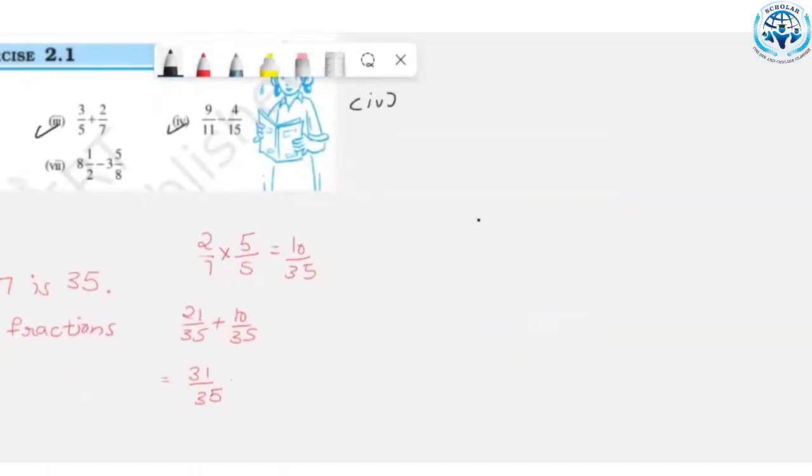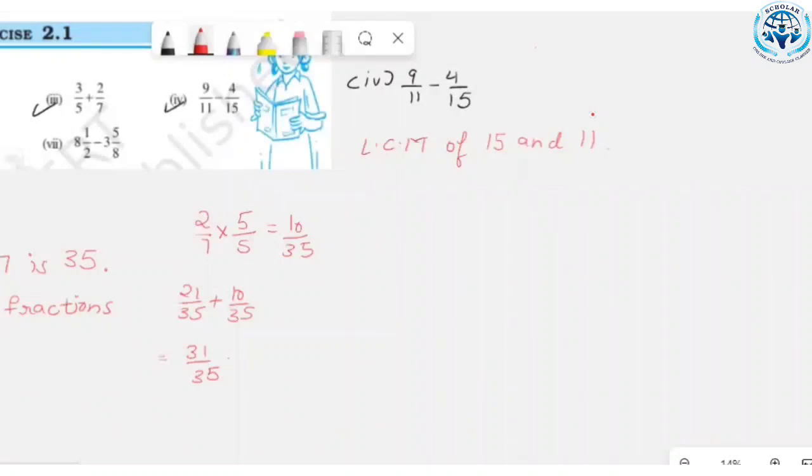31 by 35 is a proper fraction because the numerator is less than the denominator. So, we won't convert it into a mixed fraction. Now, the fourth one, 9 by 11 minus 4 by 15. The LCM of 15 and 11 is 165. So, we will convert both these fractions into like fractions with the denominator 165.